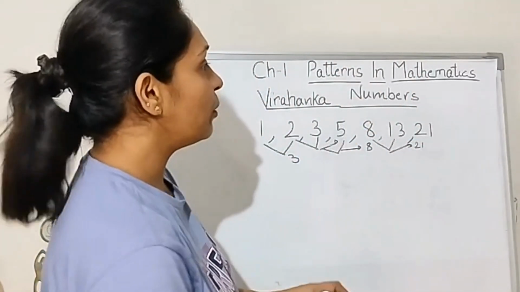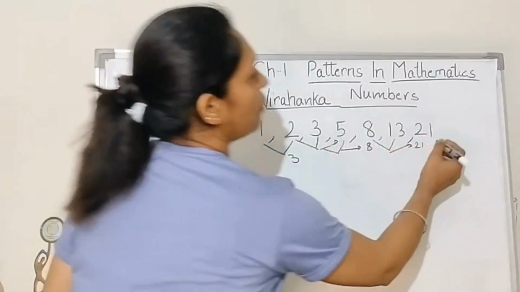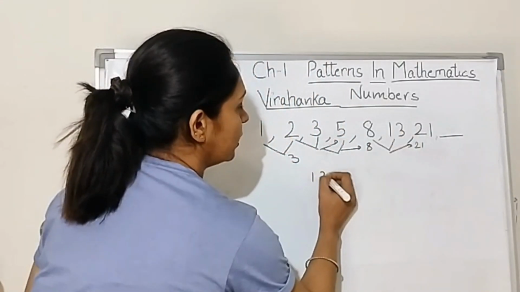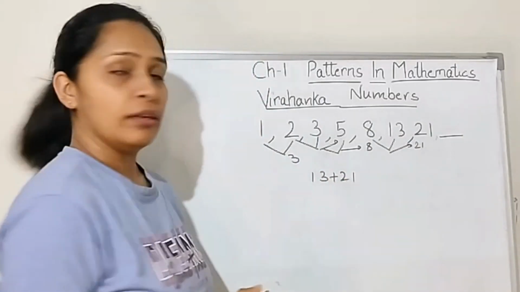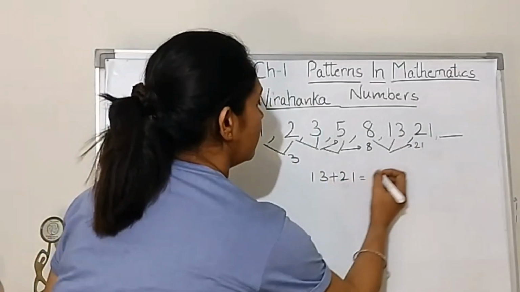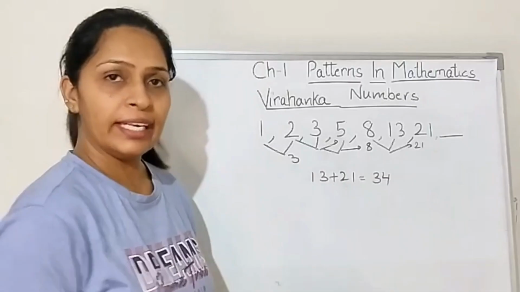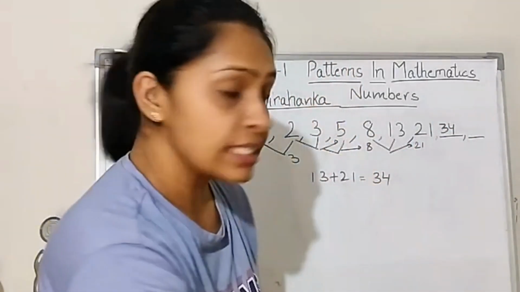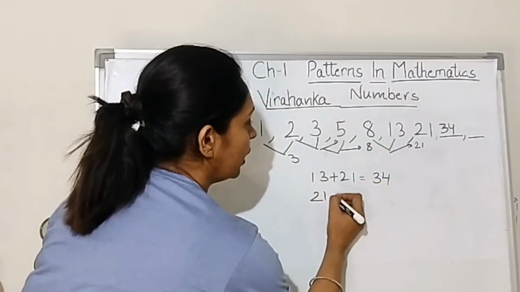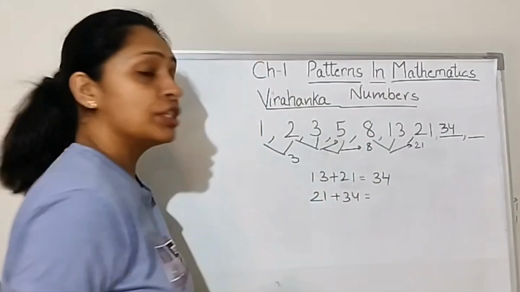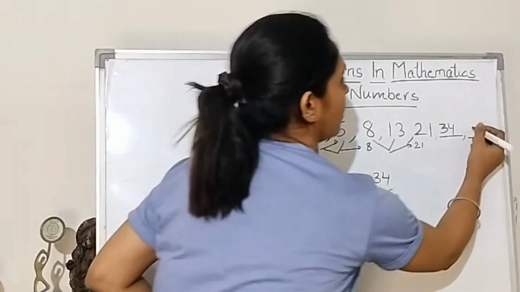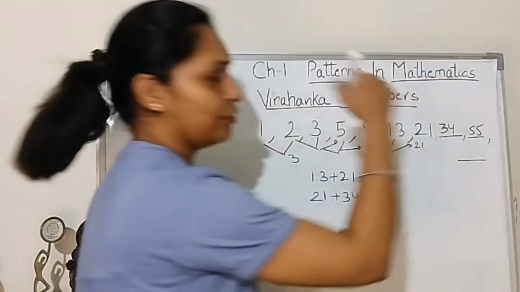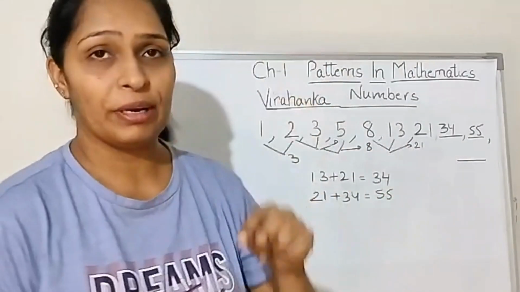So I'm sure you will be able to find the next digit now. If I want to find the next pattern, what I simply have to do is take this 13 plus 21, which is simply 34, right? So the next number is 34. Further, if I have to find the next number, I will add 21 plus 34, which is 55. And now I want you to find the third digit yourself. So do write the answer in the comment box also.